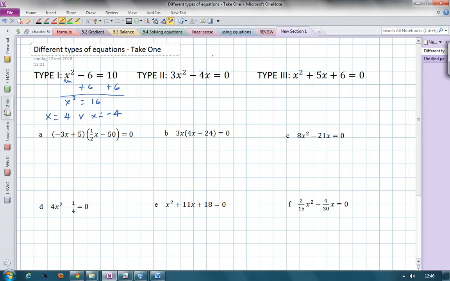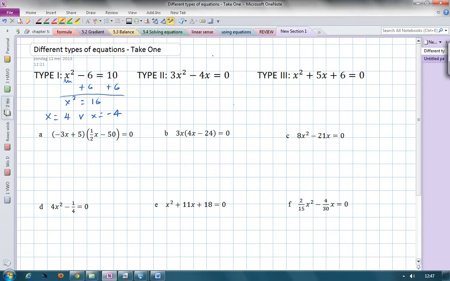The second type is 3x squared minus 4x equals 0. Obviously here, the numbers, the 3 and the 4, could be different numbers. It's about the x squared and the x term. So this type of equation has an x squared term and an x term, but not some other number added, as opposed to this type, which has an x squared term, an x term, plus a 6. So that's why this is a type 2 equation.